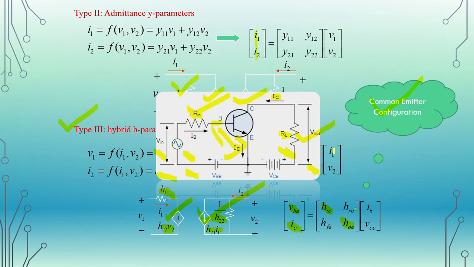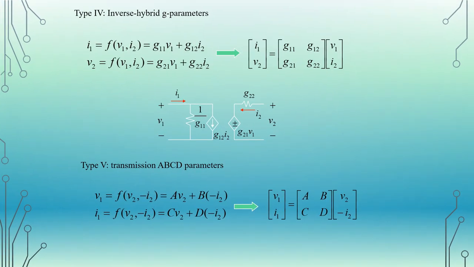And what are the other parameters? I1 and V2. I1 is the input current. Input is given to the base for the common emitter configuration, so it will be IB. And V2, the output voltage, is across these two terminals, VCE, so it will be written as VC. In this way we can write hybrid H parameters for any kind of transistor, either BJT or FET. FET also we will discuss using animations in the coming sessions.